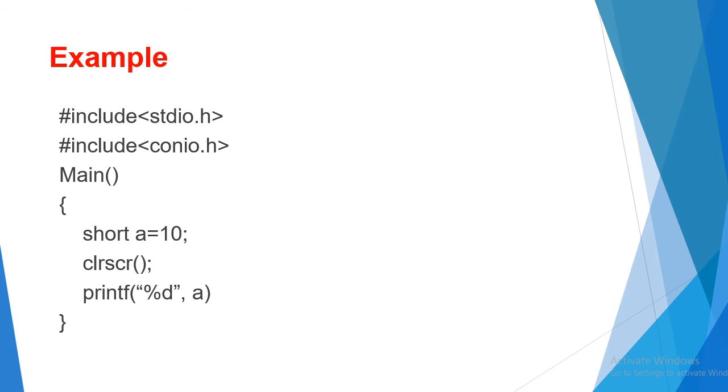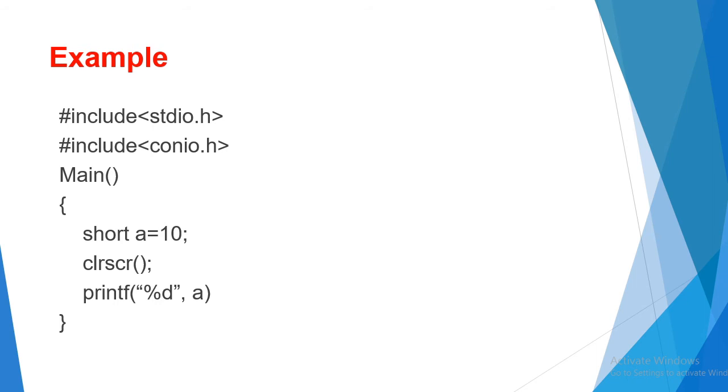Then I have used the function clrscr. clrscr is used for clear screen. Clear screen means suppose somebody did programming before you and that output is still available; we have to remove it. That time we use clear screen. It is a predefined function available in a header file, and that header file is hash include conio.h.